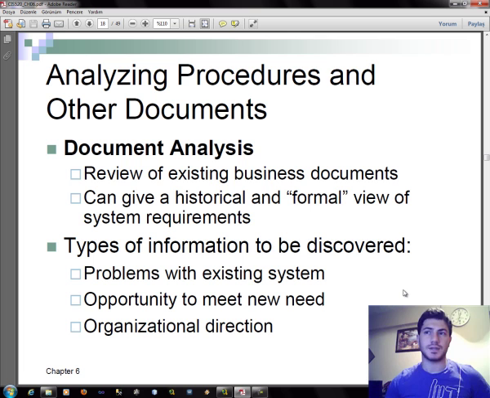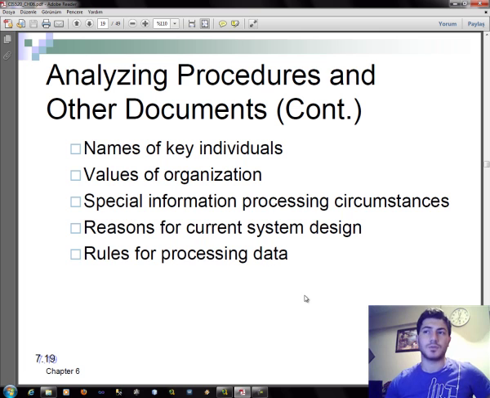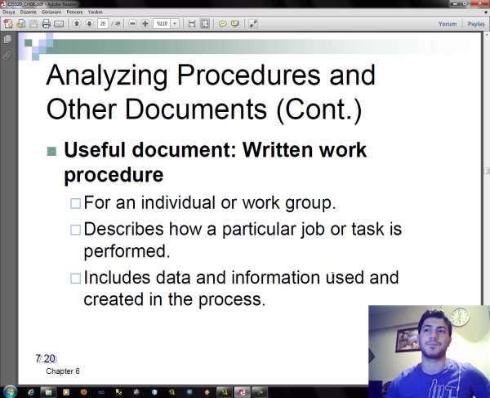Analyzing procedures and other documents. Document analysis: review of existing business documents can give a historical and formal view of system requirements. Types of information to be discovered: problems with existing system, opportunity to meet new need, organizational direction, names of key individuals, values of organization, special information processing circumstances, reasons for current system design, rules for processing data.